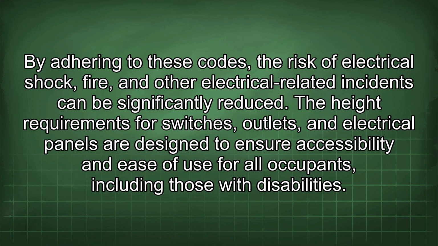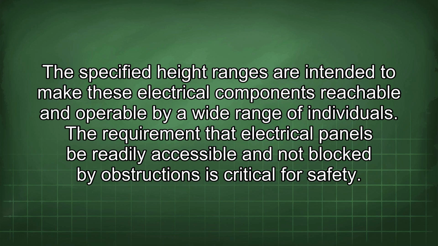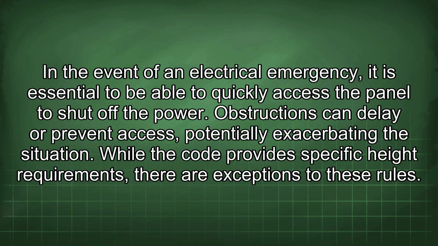The height requirements for switches, outlets, and electrical panels are designed to ensure accessibility and ease of use for all occupants, including those with disabilities. The specified height ranges are intended to make these electrical components reachable and operable by a wide range of individuals. The requirement that electrical panels be readily accessible and not blocked by obstructions is critical for safety. In the event of an electrical emergency, it is essential to be able to quickly access the panel to shut off the power. Obstructions can delay or prevent access, potentially exacerbating the situation.